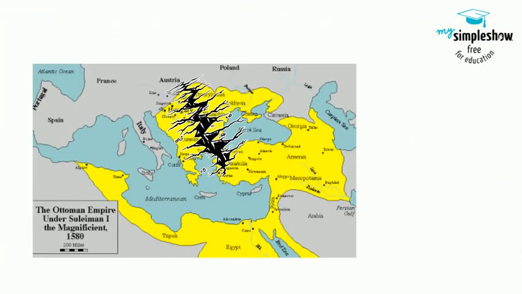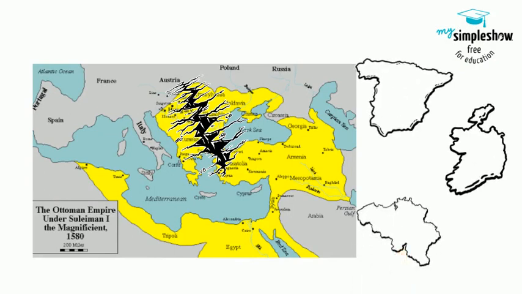Nationalism inspired Serbia and Greece to break free from the Ottoman Empire. Nationalist revolutions were in Belgium, Poland, Ireland, and all across Europe.